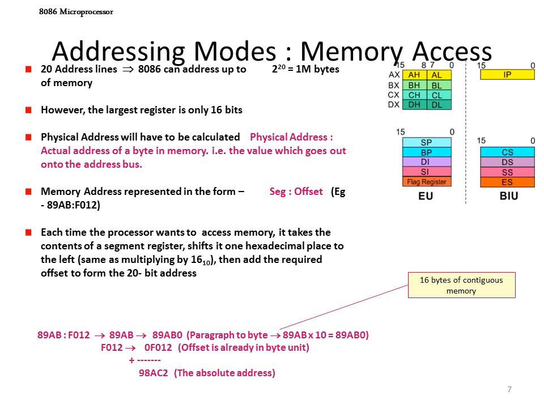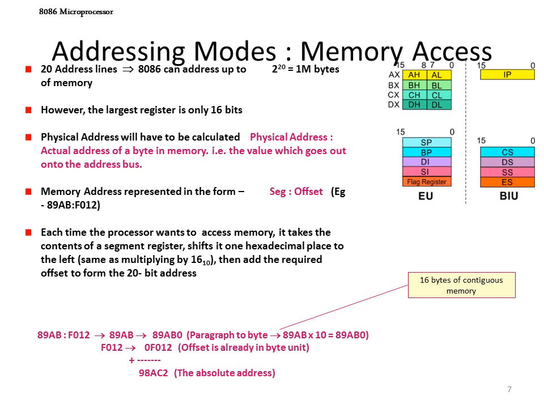Addressing modes which result in memory access. There are 20 address lines in the 8086 microprocessor. The 8086 can address up to 2 power 20, equal to 1 megabyte, of memory. However, the largest register is only 16-bit. The physical address has to be calculated as the actual address of a byte in memory, that is, the value which goes out onto the address bus.